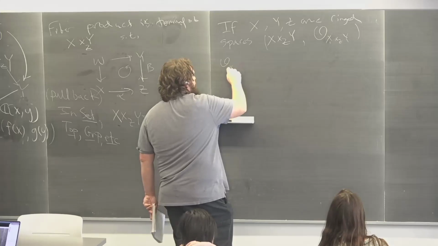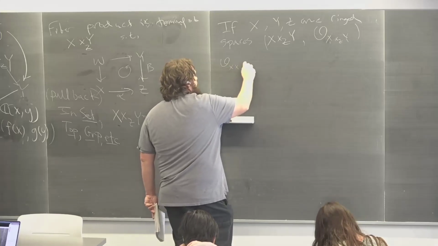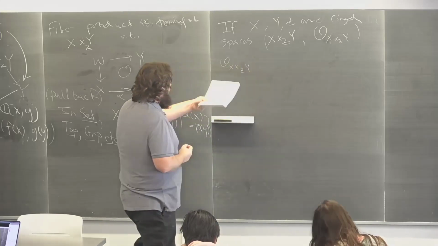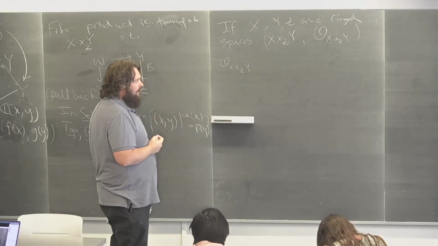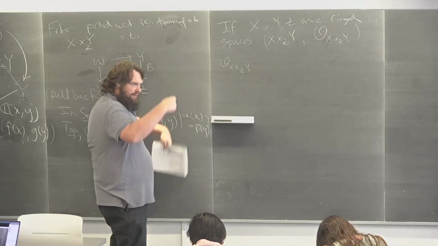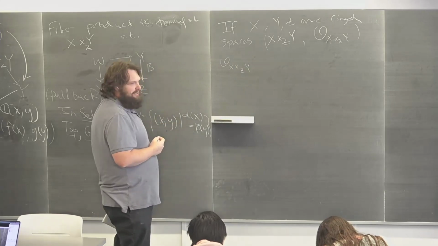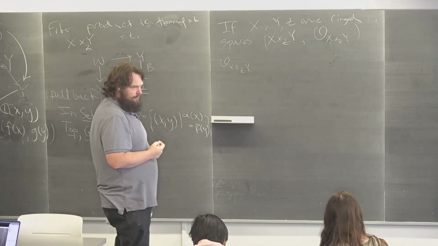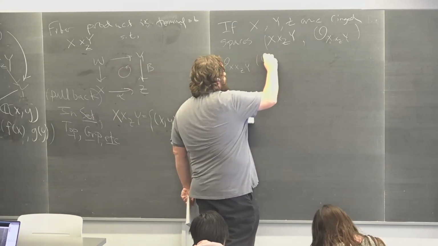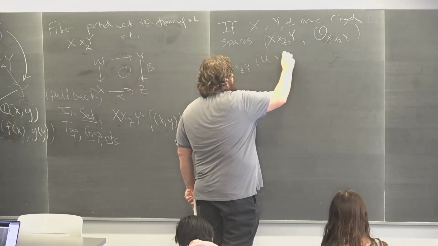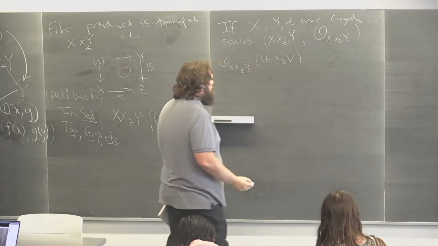Where if I take this guy, so when I say this guy has the subspace topology, I mean that it has a basis that's given by the fiber product of open sets in X and open sets in Y. So I only need to tell you what I get when I'm taking the fiber product of U and V.